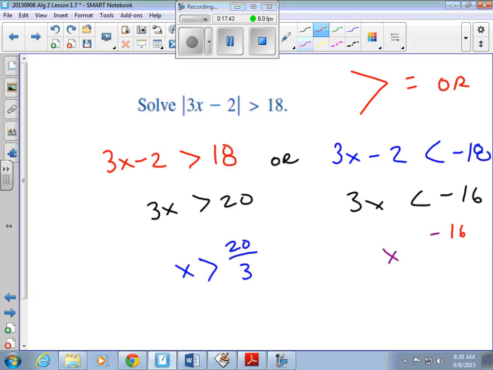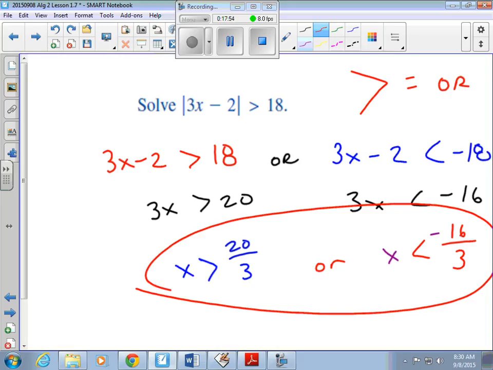Negative 16 over 3. There's no number that goes into both of those. And we divide it by a positive number again. So less than, leave it just alone. So x is greater than 20 over 3, or x is less than negative 16 over 3. And we'll cover the rest of it tomorrow.